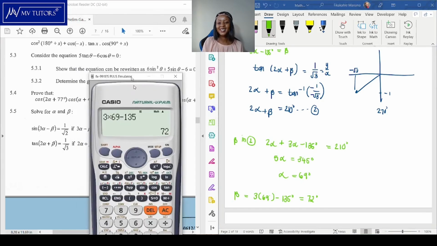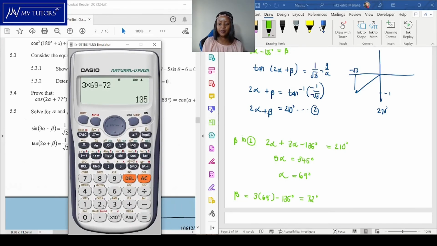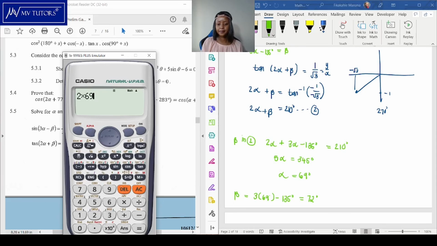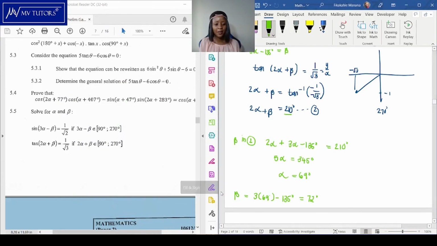Now let's check. So the condition is 3 alpha minus beta. So 3 alpha minus beta must be, yes, I get 135. So it's in the second quadrant. And then the second condition is 2 alpha plus beta. Beta is 72, and that's in the third quadrant. Oh, duh, obviously 210 and 135. Blonde moment there, but yes, at least it works. Okay, we have our alpha at 69 degrees, we have beta 72 degrees, and we are done with question 5.